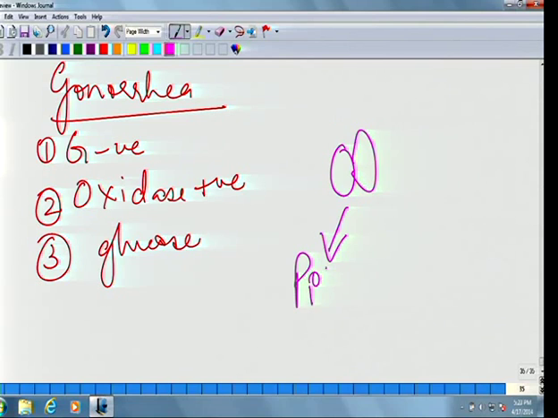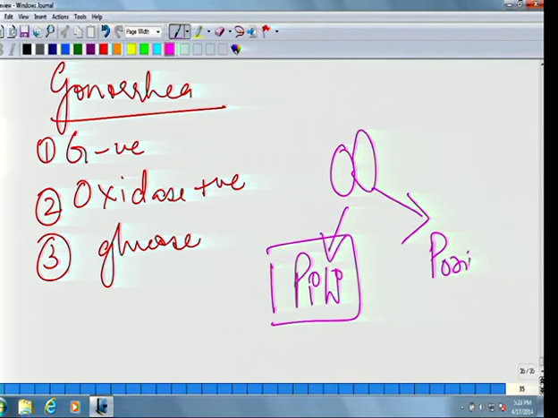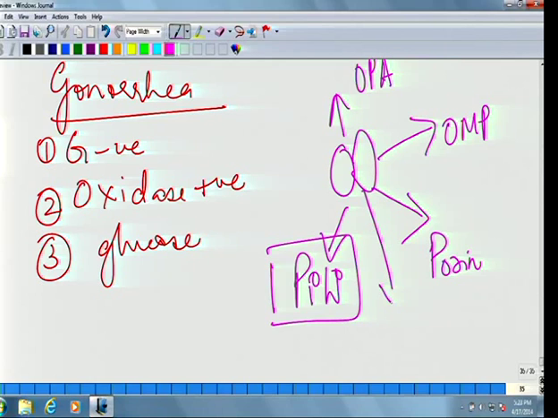Pili, yes, don't forget the pili. Okay, then the porins, the OMP and the OPA, opacity factor. Okay, so then of course it also has the endotoxin because it's a gram-negative bacteria.